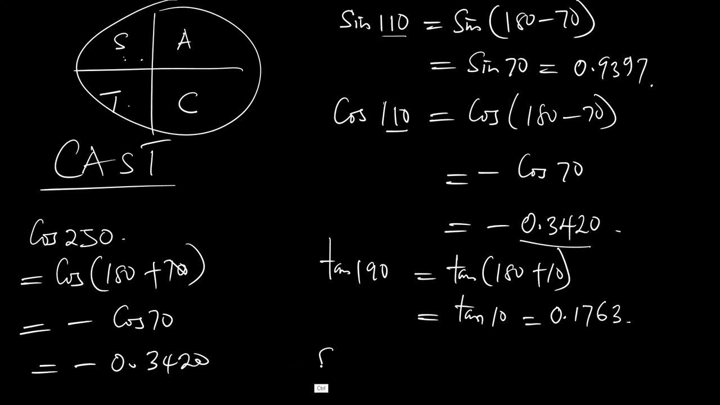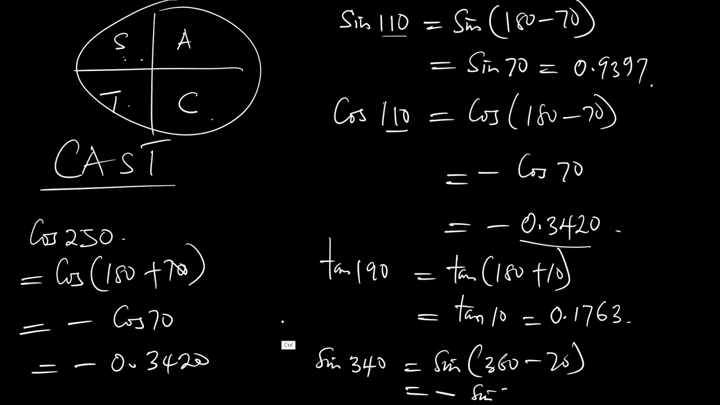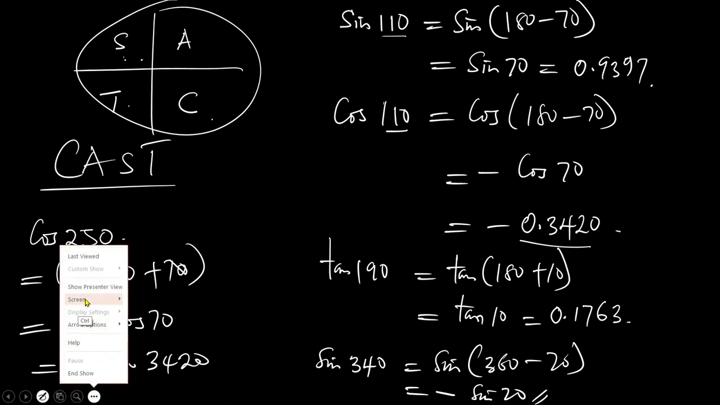Let's say you have sine 340. Sine 340 is the same thing as sine 360 minus 20. And this is the fourth quadrant. Sine is negative there, so you have minus sine 20. So when you look at sine 20, what will it give us?